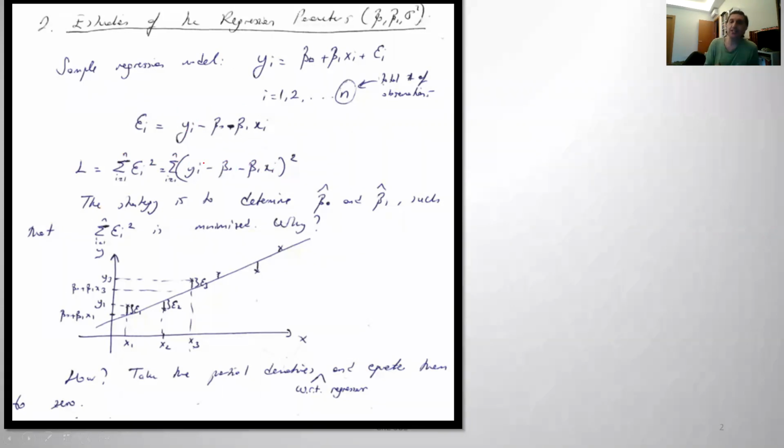Now, the method suggested by Gauss is like this. We would like to estimate beta 0 and beta 1 values such that this summation is going to be minimized. So we would like to obtain the sum of squared error terms to be minimized by optimizing beta 0 and beta 1 values.